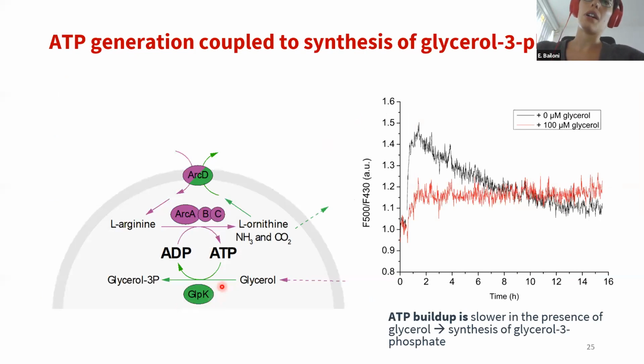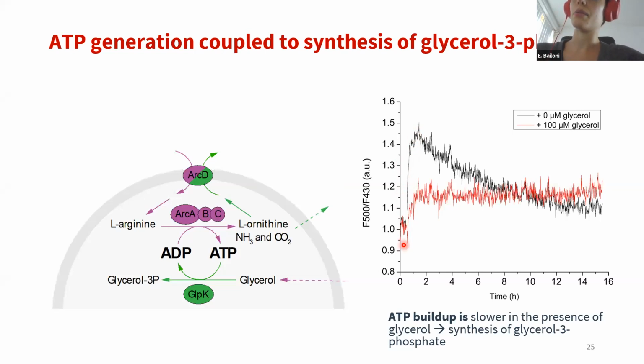So now we performed a very similar experiment, and here we are again looking at the ratio of ATP over ADP. And when we start the pathway with arginine addition, we do see a very rapid increase, or build-up, of ATP relative to ADP in the absence of glycerol.